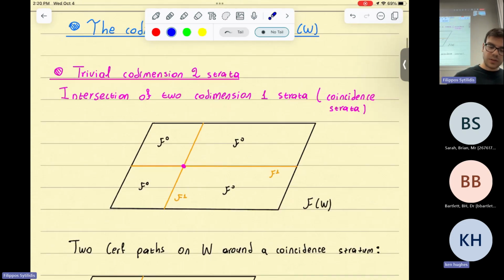And then we'll try to unpack this picture and understand it more. So the first case, the case of trivial codimension 2 strata, is basically when we have an intersection. This is a little bit misleading, but it's basically when we have an intersection of two codimension 1 strata. And you'll see in a second why, but I will be calling this kind coincidence strata.